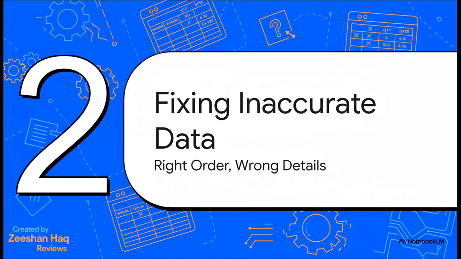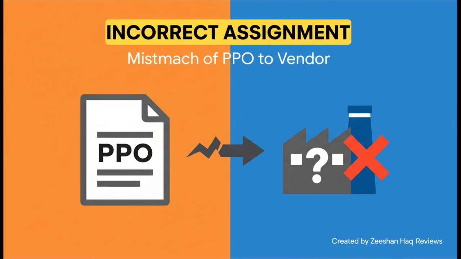Now let's get into a whole different kind of problem. In this section, the system is creating the orders, which is great, but the details inside them, like the vendor, the quantity, or the delivery date, are just plain wrong. Oh, this one is a real headache for any purchasing department.